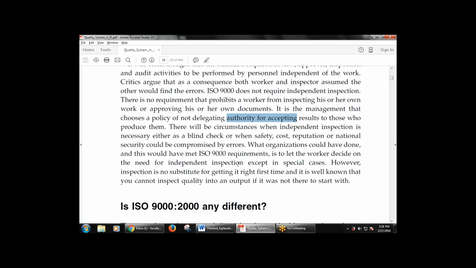Now, what could the organization have done? Security will be compromised by the other. So whatever the security, whatever the data that is available, the concept we are using is for getting the data done.